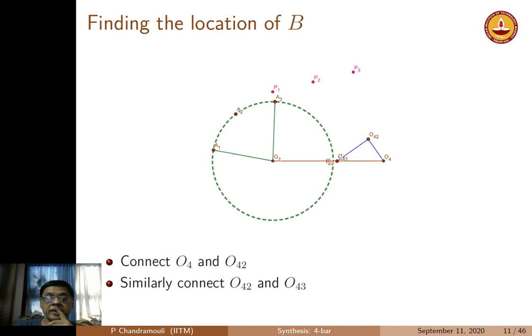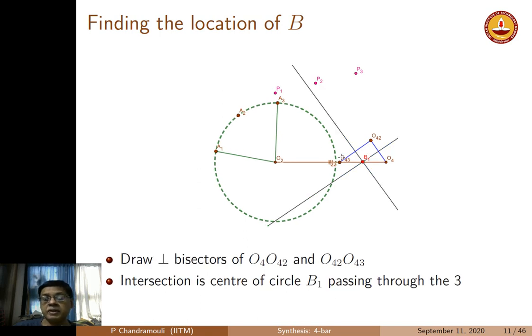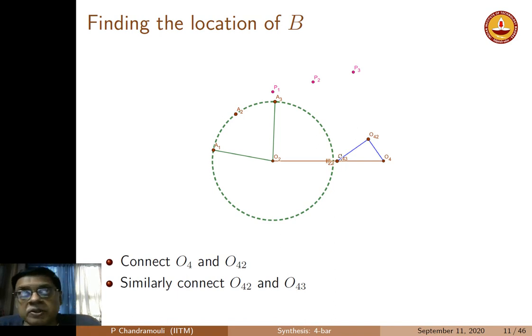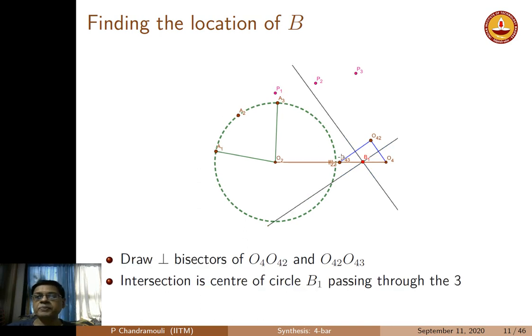So similarly we connect, we also connect. So why are we connecting this? Please remember that we are going to draw perpendicular bisectors. The intersection of these will essentially give me B1, because remember B is at the same distance from all these 3 points. So how do you find a point B which is equidistant from this? Because that's the rocker. O4B is the rocker. So if I draw the perpendicular bisectors of O41, O42 and O42, O43, which is what I have done here, I get B1, which is basically the output floating pivot location.